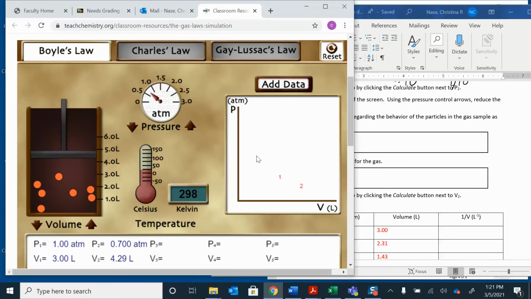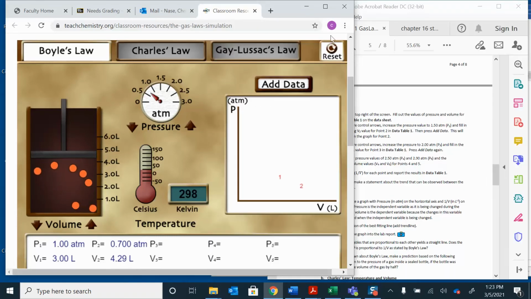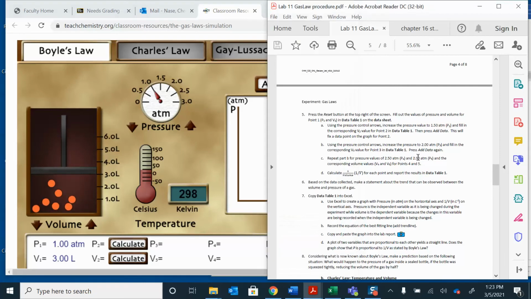You're going to then collect a whole bunch of points over here. You have your initial one, and now you're going to collect specific points. So you're going to reset that again. If you go back to the procedure, you have your P1 and V1, already set at 1 and 3. That's not going to change. Now we want to do 4 more points. They say to increase the pressure to 1.5 and then measure the volume. So I'm going to increase the pressure and measure the volume.